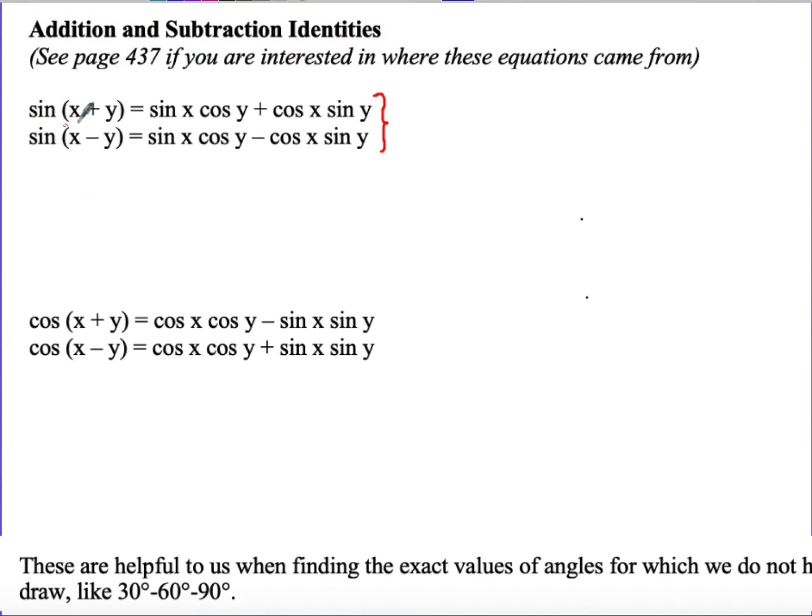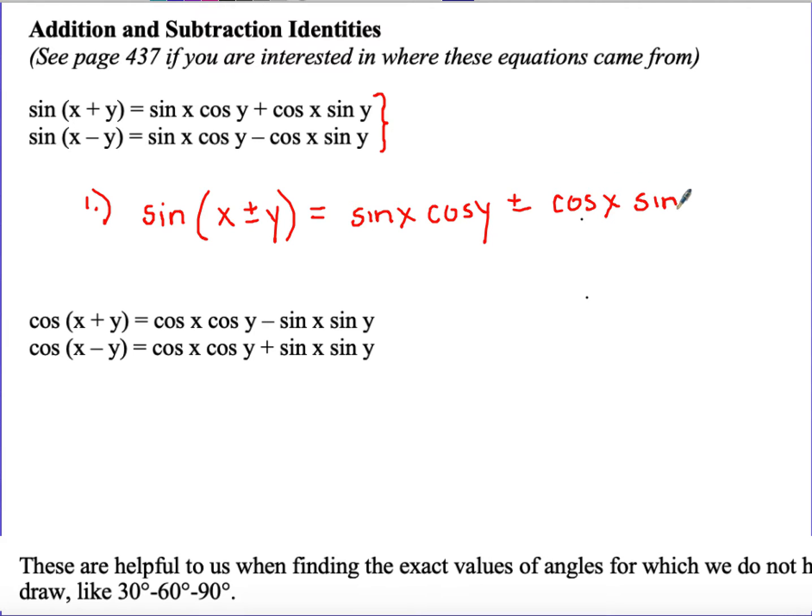The first one, sine of x plus y, is the sine of x cosine of y plus the cosine of x times the sine of y. When we have subtraction between the angles, the only thing that changes in our expansion is the sine of x times the cosine of y minus the cosine of x times the sine of y. If I was writing this on my green sheet, I would list all of these under option number 1, and you can write the x and the y with a plus or minus, and then that gives me sine of x, cosine of y, plus or minus cosine of x, sine of y.